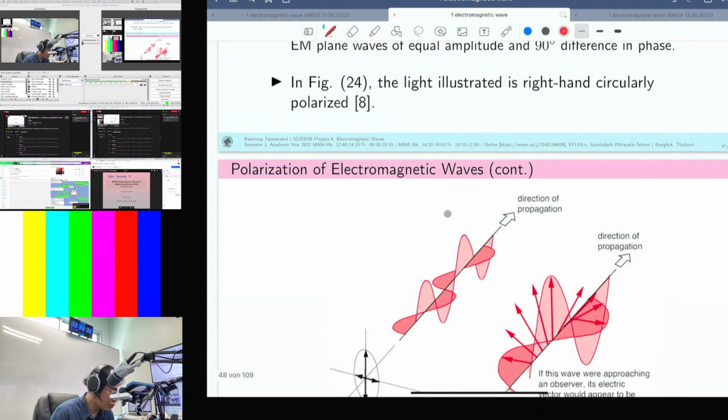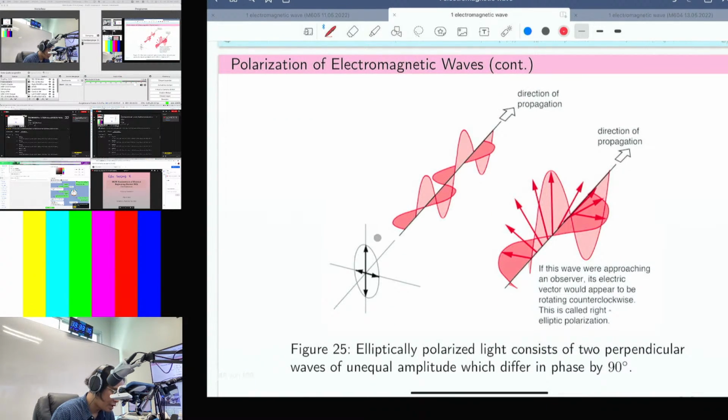Okay, now let's move to the next case. If we have also two components of the E field, one on the horizontal plane and another one on the vertical plane, but the amplitude of the E field in the vertical plane is greater than the magnitude on the horizontal plane.